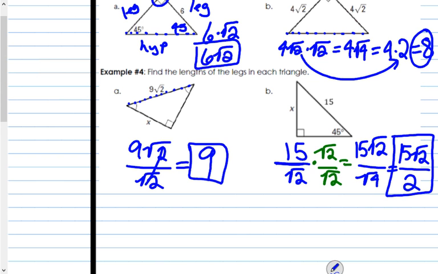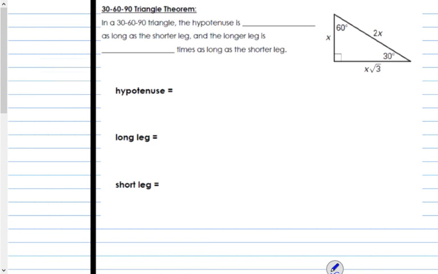Okay, so this was the 45, 45, 90. We're using the square root of 2 with 45, 45, 90 triangles. The other special type of right triangle is the 30, 60, 90 triangle. It has 3 different angles, so 3 different side lengths: the 30 angle, the 60 angle, the 90 angle. In a 30, 60, 90 triangle, the hypotenuse is twice as long as the shorter leg, and the longer leg is the square root of 3 times as long as the shorter leg. Notice both times it mentions the shorter leg. So we need the shorter leg to solve these problems.